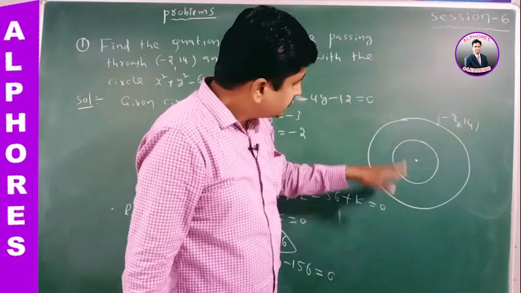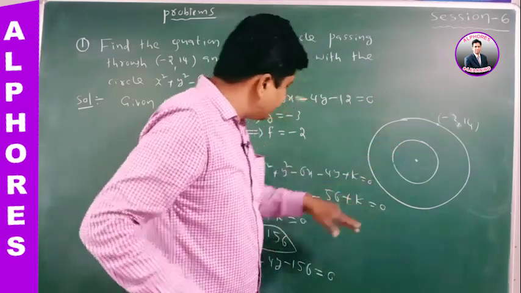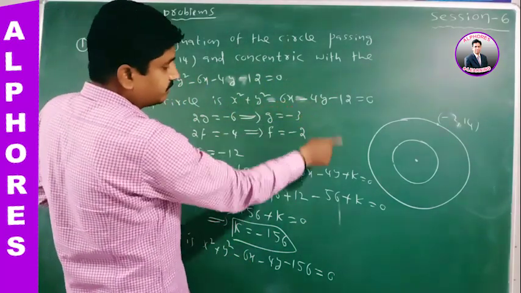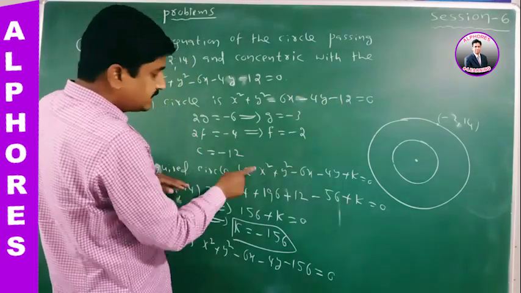Here the equations of these two circles differ by a constant. Therefore, the required circle will be in the form x square plus y square minus 6x minus 4y plus k equal to 0. These two differ by a constant. This is the required circle.